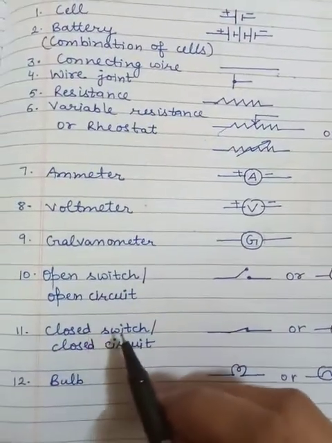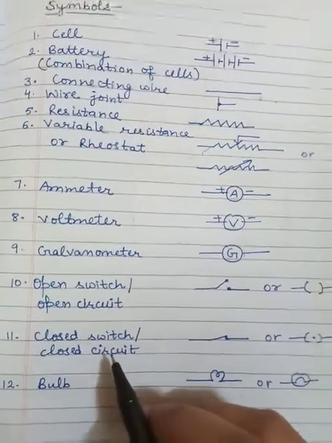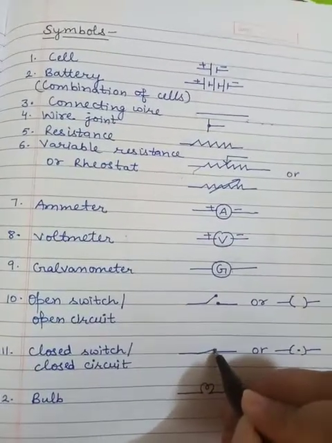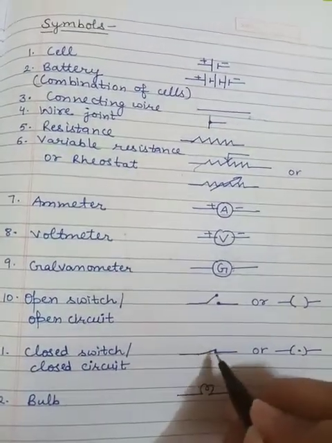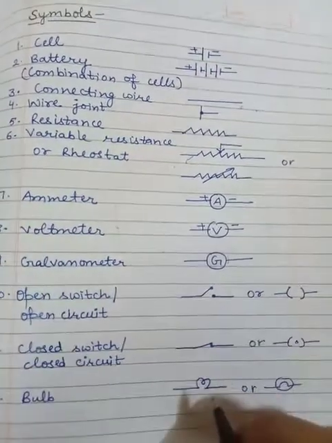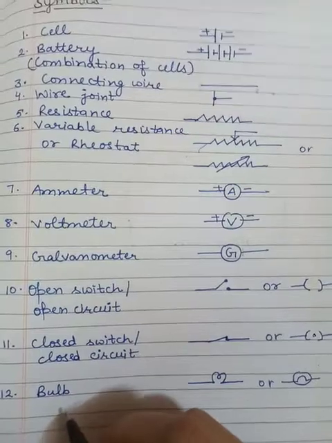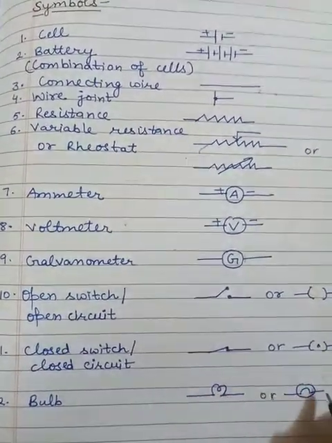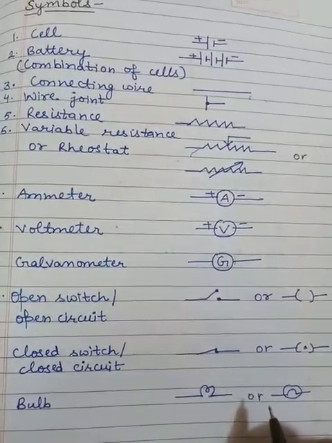Next one is the closed switch or closed circuit. It can be represented in the form of this. So look, it is closed, there is no space in between, and the key is closed like this. The next symbol is for the bulb, and this can be represented by these both symbols.